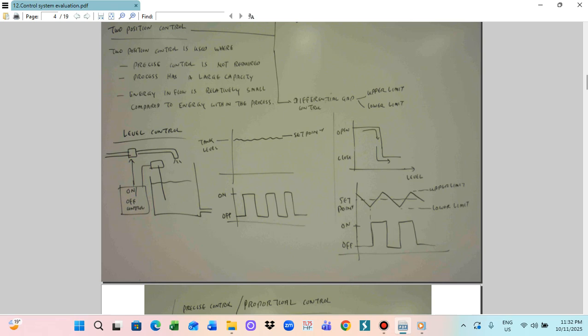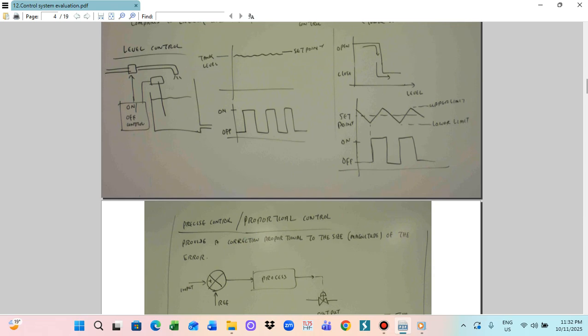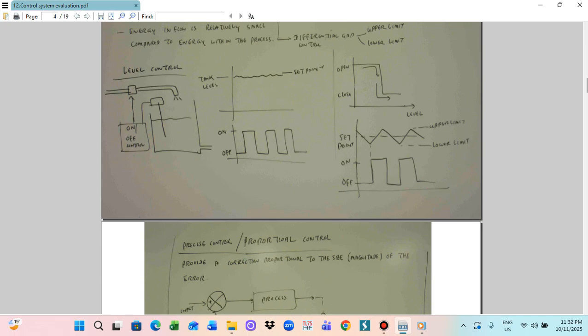So in the diagram, we can draw it here. This is stepwise. This will be the upper limit, and this will be the lower limit. With the upper and lower limits we make the control, so there will be on control and off control here. This is the on-off control system.